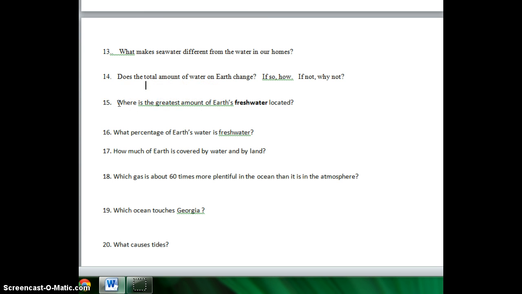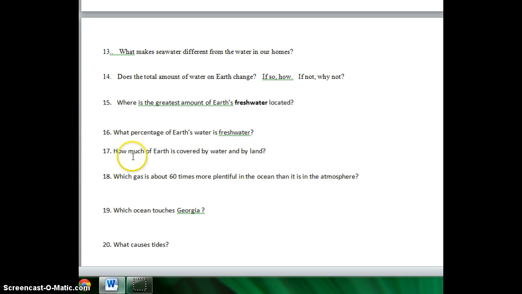Number 15 said, where is the greatest amount of Earth's fresh water located? It's frozen. Remember that 76% of that fresh water is frozen in your polar ice caps and your glaciers. Out of the total water on Earth, what percentage of Earth's water is fresh? It's only 3%. 97% is salt water.